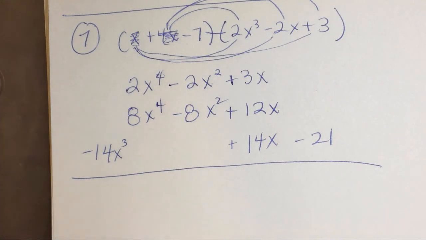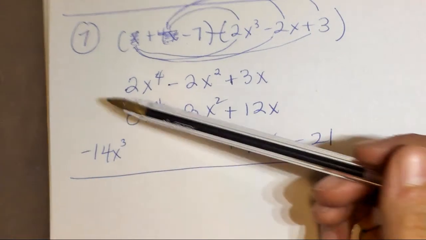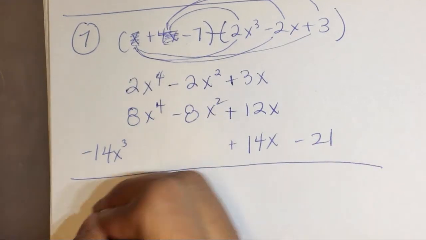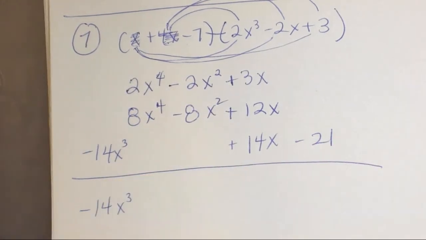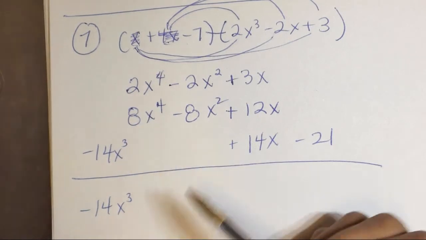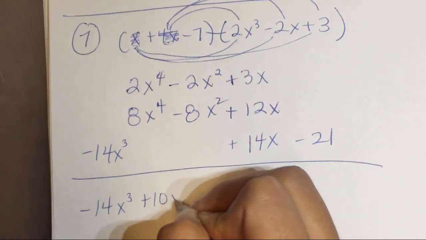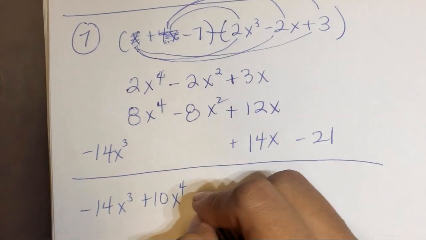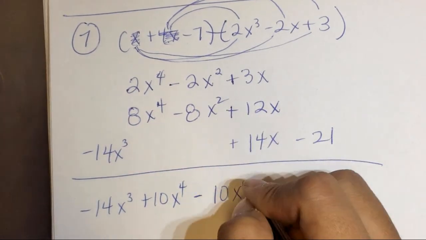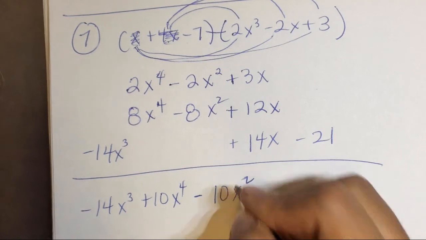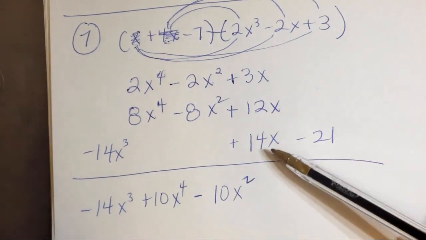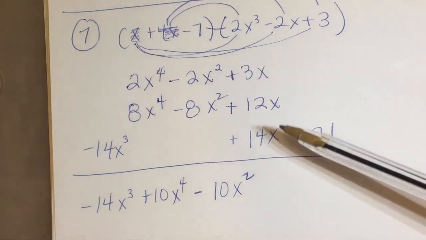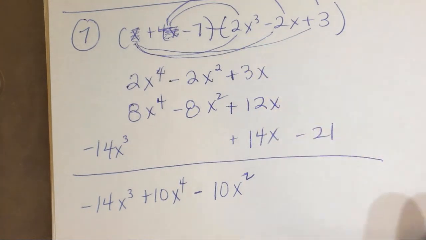Alright, so now I just have to combine and see what I have. Do you see how this is the only guy that I had with the x cubed power? So that just chills. Bring him down. Here, 8 and 2 is 10x to the 4th. Here I have 8 and 2, so it's negative 10x to the 2nd power, so squared. And then I have 14 plus 12 plus 3, so that would be 4, 5, 6, 7, 8, 9, so 29x.